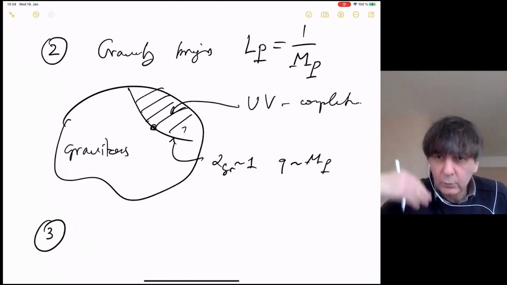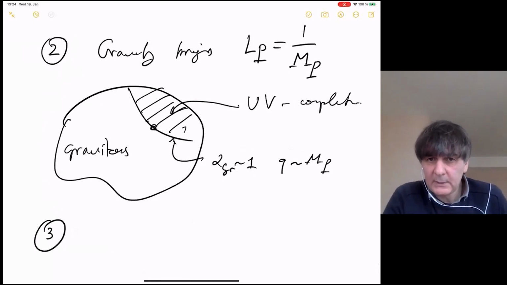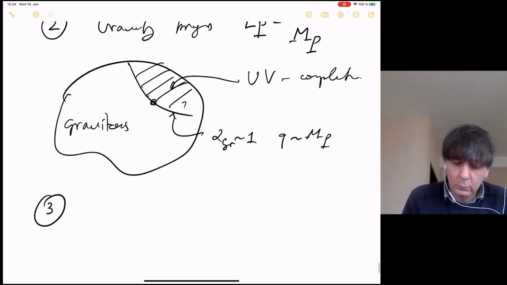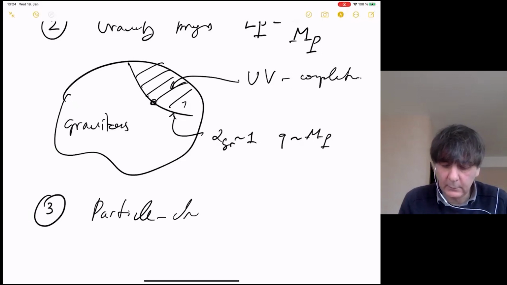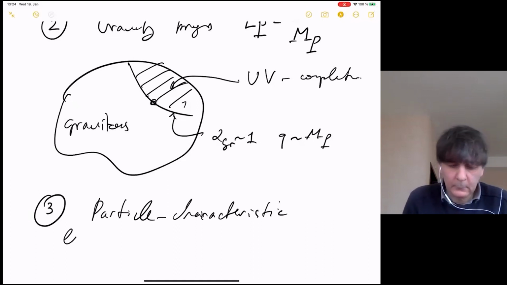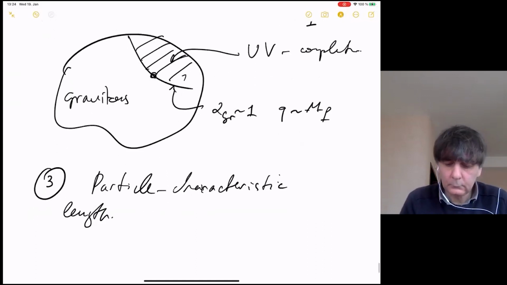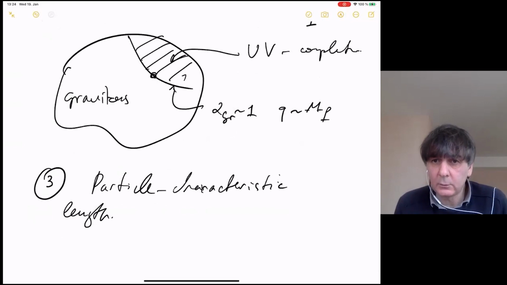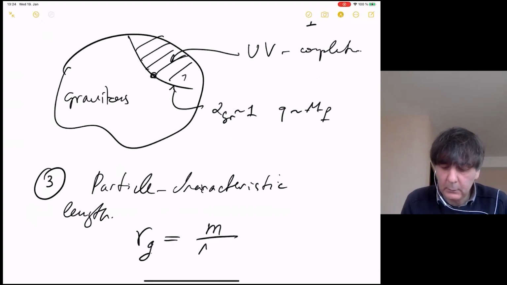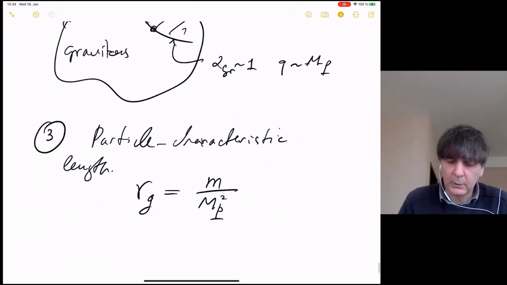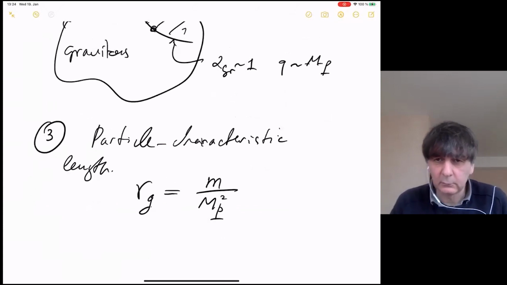So this is universal, but gravity also endows any arbitrary particle of mass m with a new characteristic length, which is the gravitational radius of a particle. The gravitational radius is the mass of the particle divided by the Planck mass squared. Again, of course, I'm ignoring factors of 2 and so on.